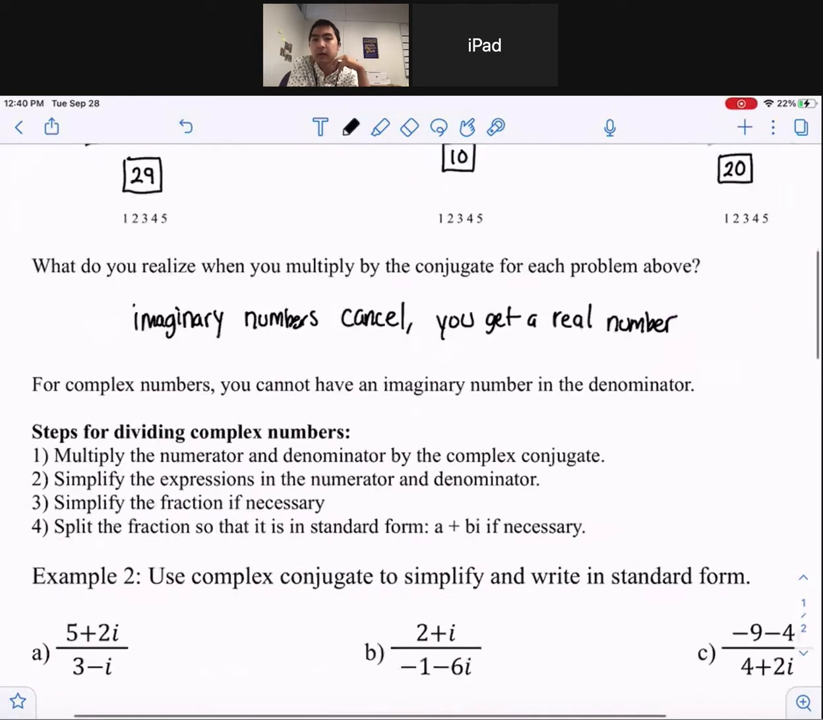Complex numbers, you cannot have an imaginary number in the denominator, which is huge when we go over division. So, you multiply the numerator and denominator by the complex conjugate. You simplify the expressions in the numerator and denominator, simplify the fraction if necessary, and you split the fraction so that it is in standard form a plus bi, if necessary.